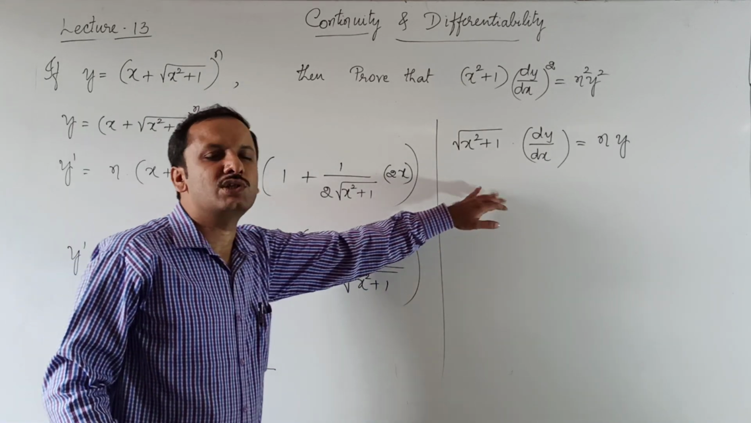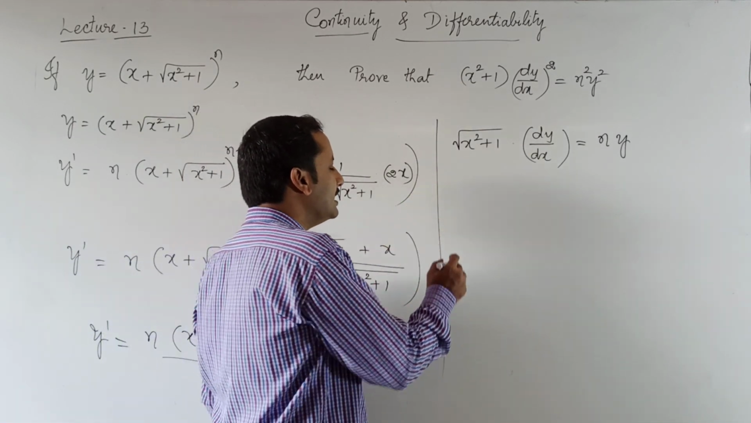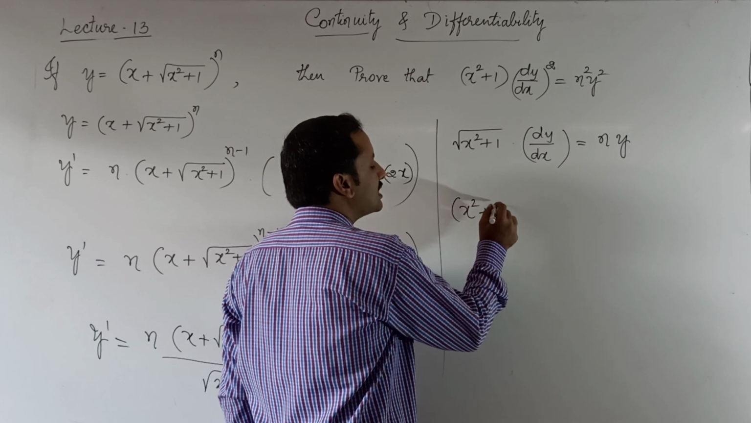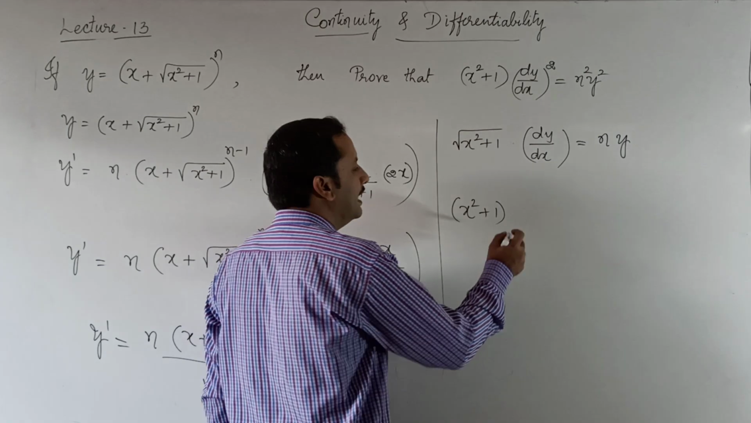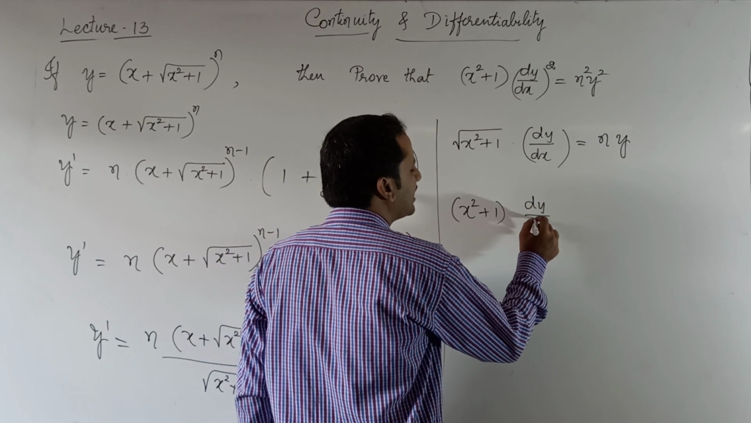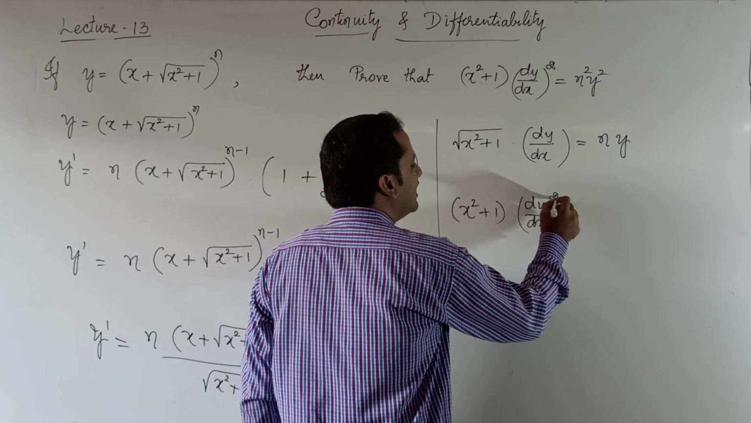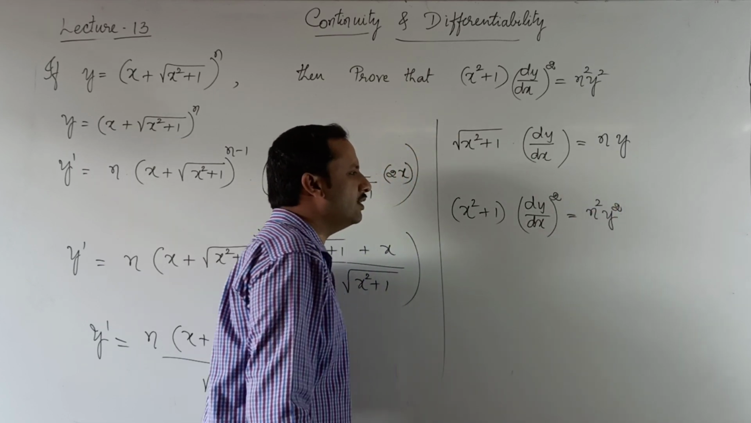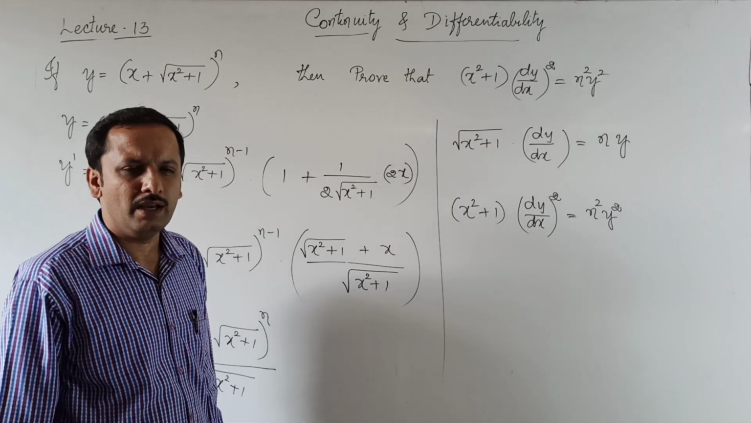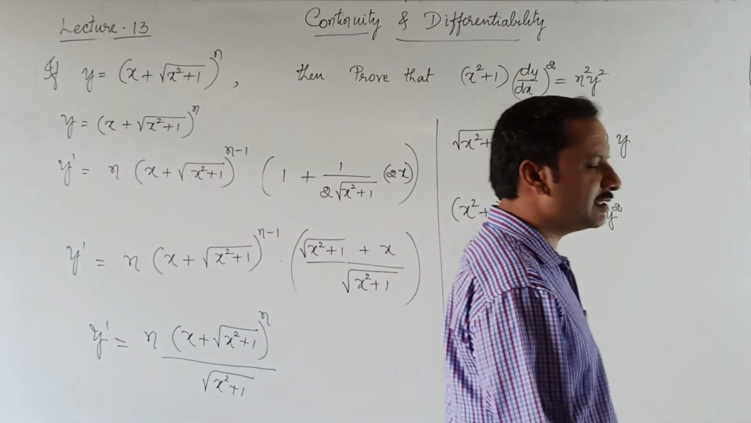Okay. Now let us square this equation. When we square this equation, we get root x square plus 1 whole square, that is x square plus 1, into dy by dx whole square is equal to, on RHS, n square into y square. Okay? Then let's move to the next question.